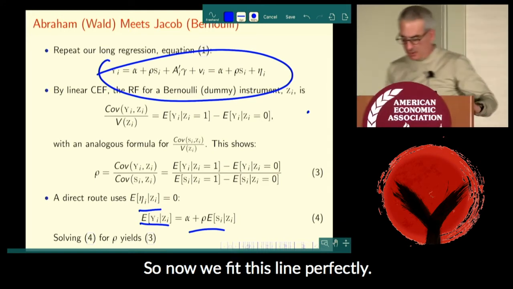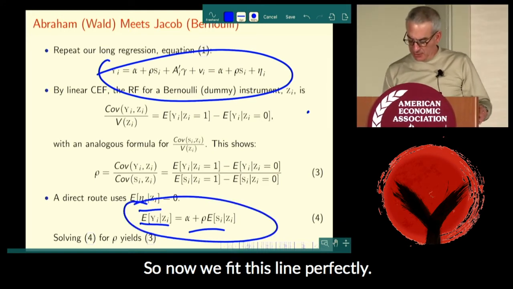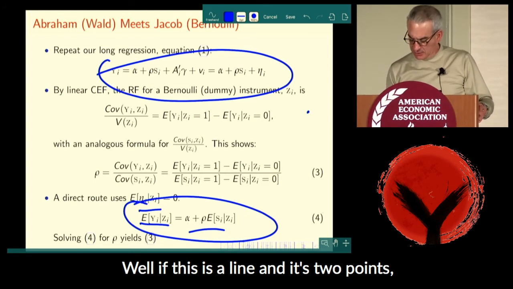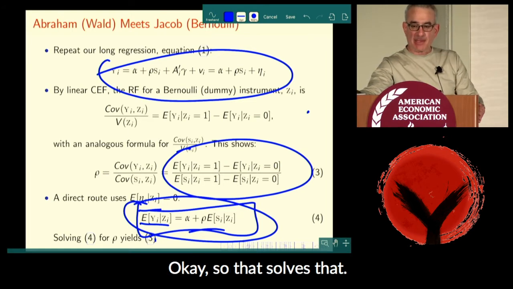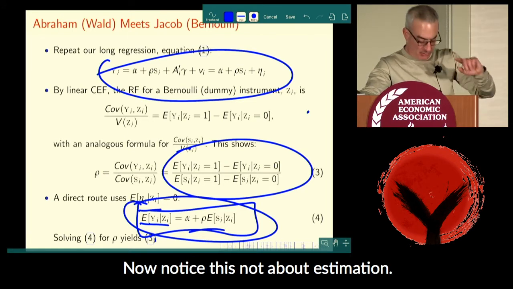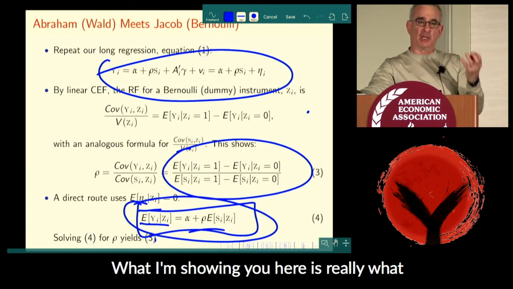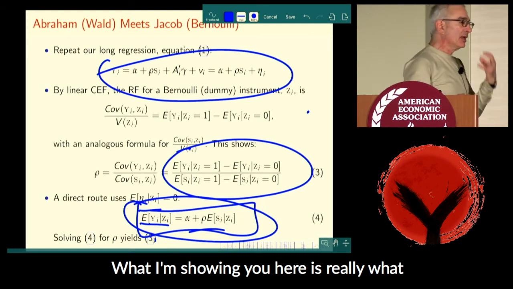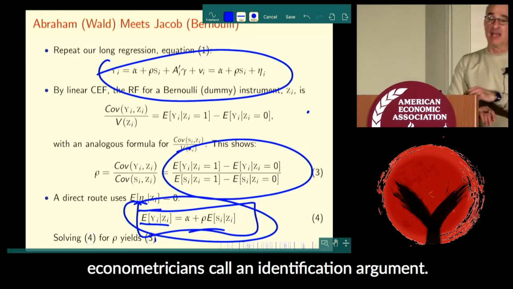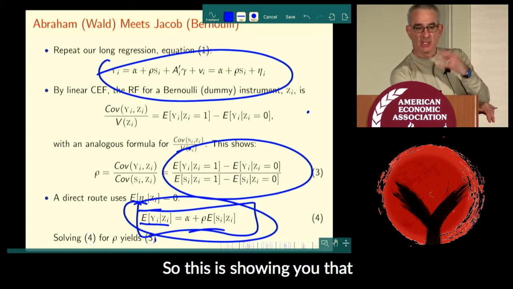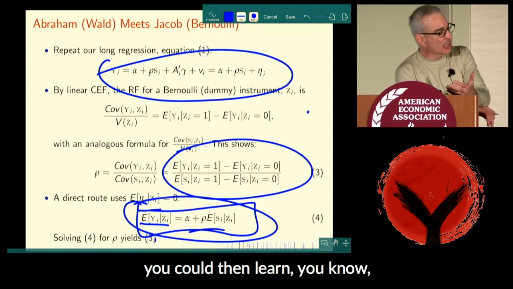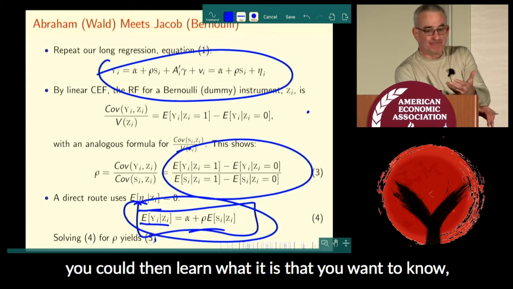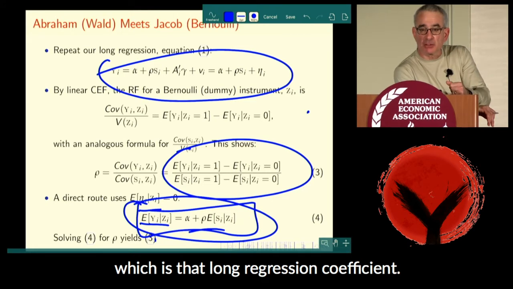Okay, so now we fit this line perfectly. Well, if this is a line and it's 2 points, there's the formula for a line that fits 2 points. Okay, so that solves that. Now, notice this is not about estimation. What I'm showing you here is really what econometricians call an identification argument. So this is showing you that if you had the entire population, you could then learn what it is that you want to know, which is that long regression coefficient.